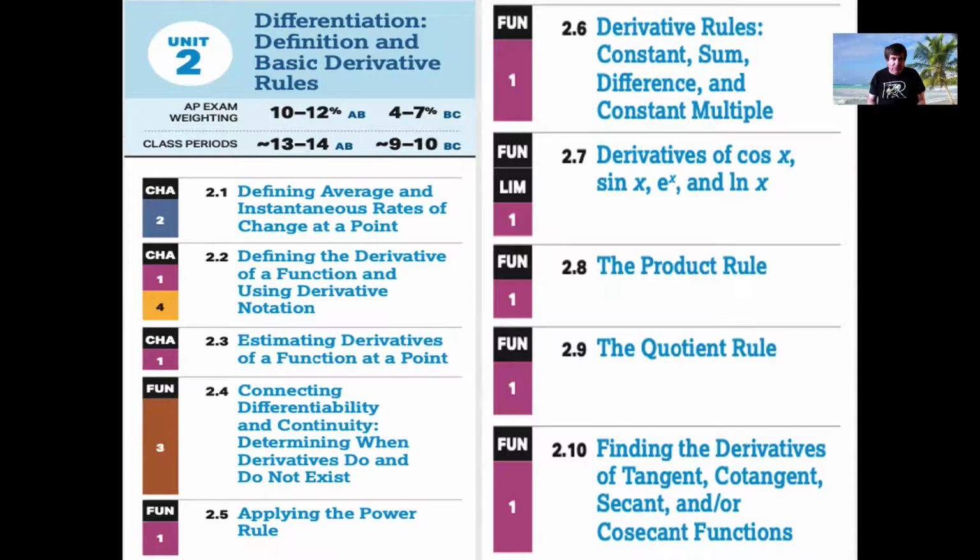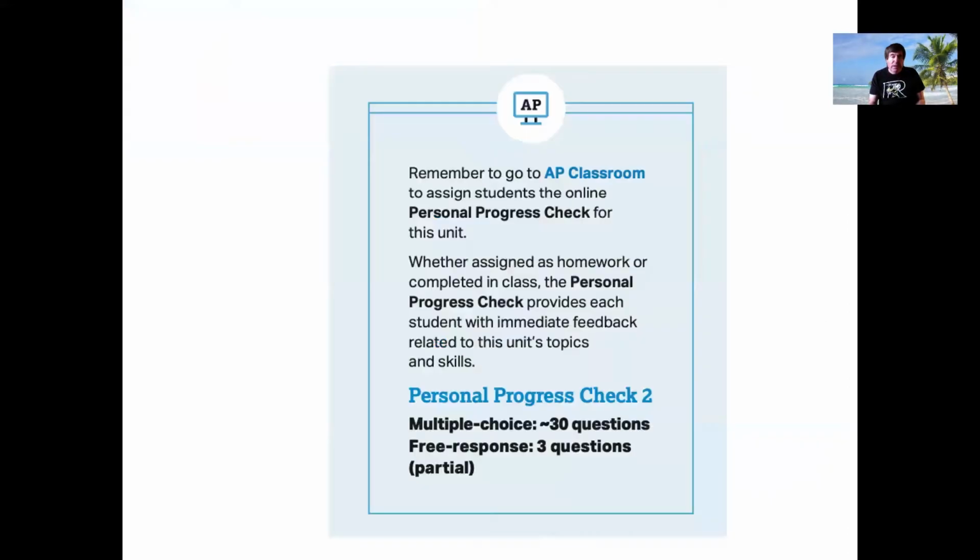Average and instantaneous rate of change. It's really all about the derivative. And if you notice on the right side, the product rule, the quotient rule, and notice the derivatives of the basic sine and cosine. And you correctly pointed out it took us a long time to get to e to the x and ln x, but you got it. And then in 2.10, we used the quotient rule to be able to figure out the derivatives of those other trig functions. And then we were supposed to do a progress check on Unit 2.